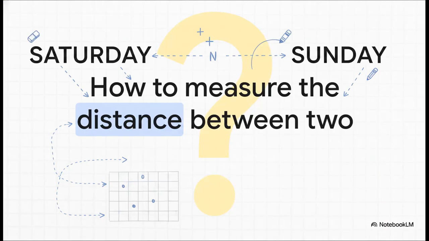So let's just frame the puzzle right here. How would you actually measure the difference, the so-called distance, between two words like Saturday and Sunday? I mean, we can tell they're pretty similar, but how do you put a number on it? How many steps would it really take to turn one into the other? That's the core question we're going to tackle.